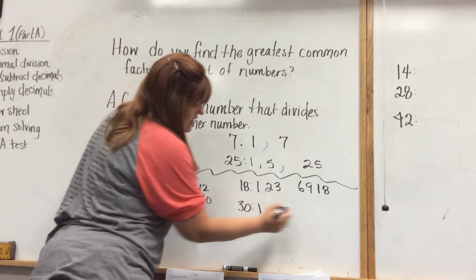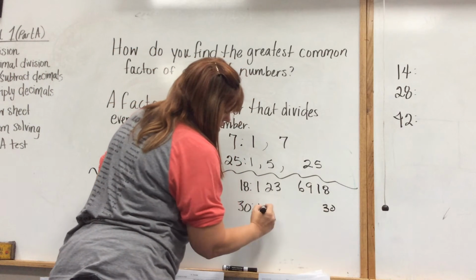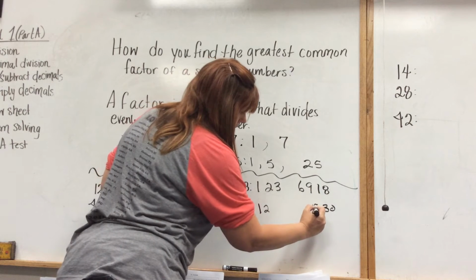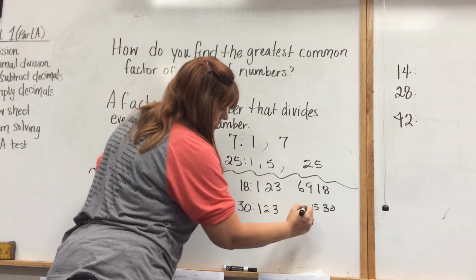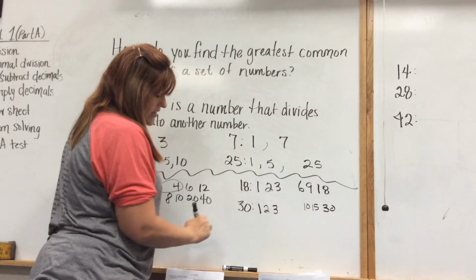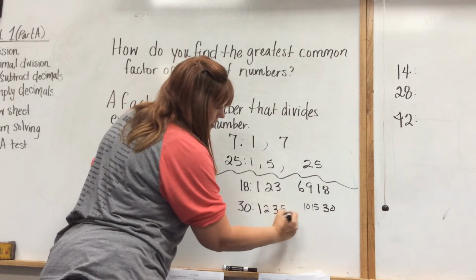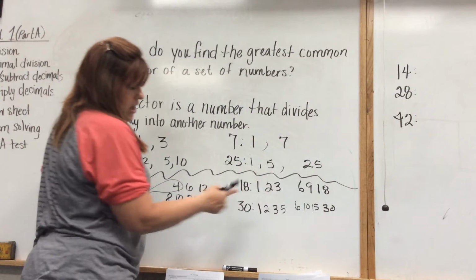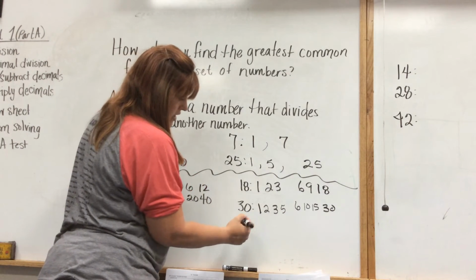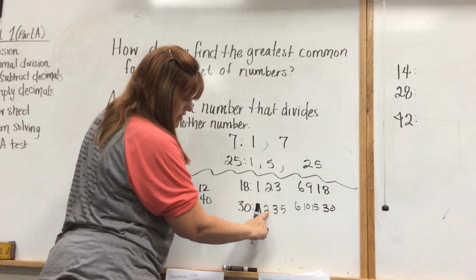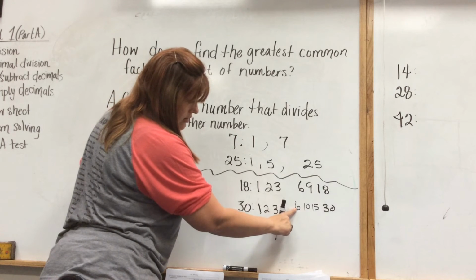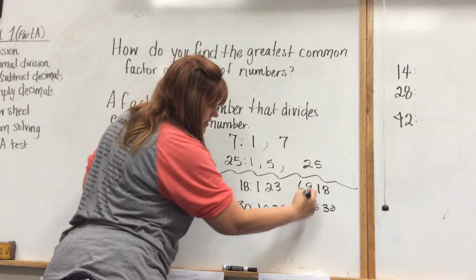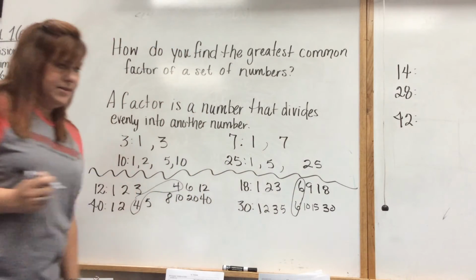30, I have 1 times 30. 2 times 15. 3 times 10. 4 doesn't go in there. 5 times 6. Did it in pairs, and nothing between here, so I'm done. They have 1s, 2s, and 3s, and 6s in common, and 6 is my highest, so GCF is 6.